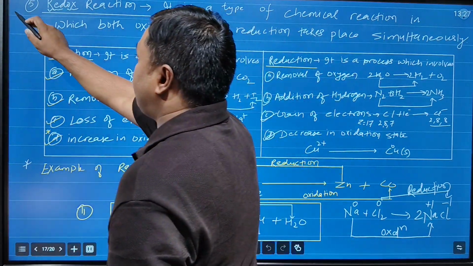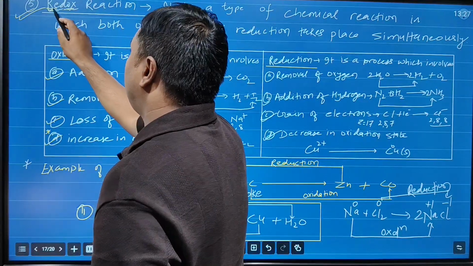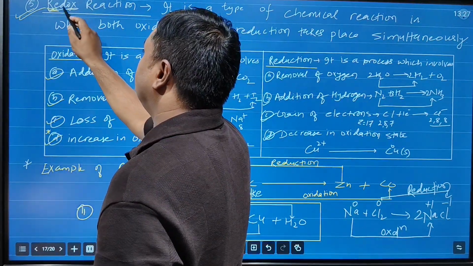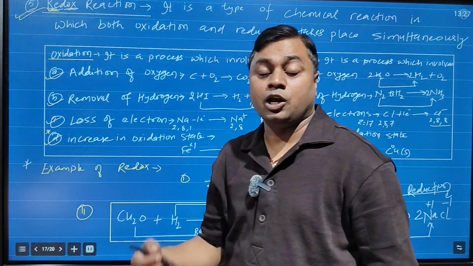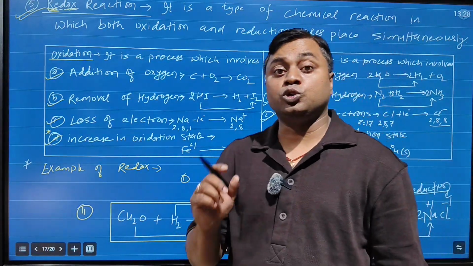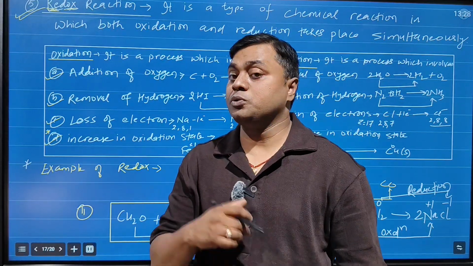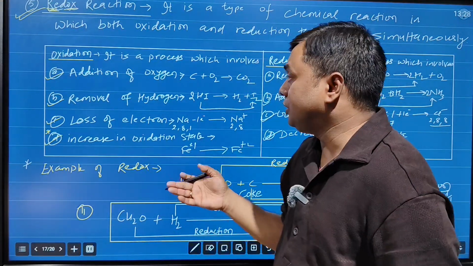Now, try to understand redox reactions. As the name suggests, redox is made up of two words, red and ox. Red for reduction and ox for oxidation. It is a type of reaction in which both oxidation and reduction take place simultaneously. It is called what? Redox reaction. So what is oxidation? What is reduction?